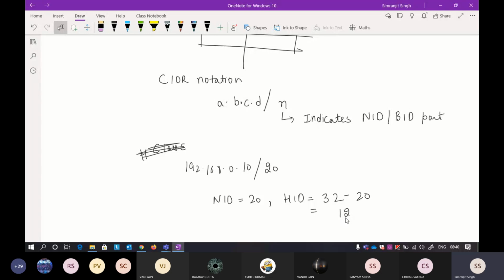So how many IP addresses are possible? In this network, 2 raised to the power 12 IP addresses are possible. You can think of it like that.